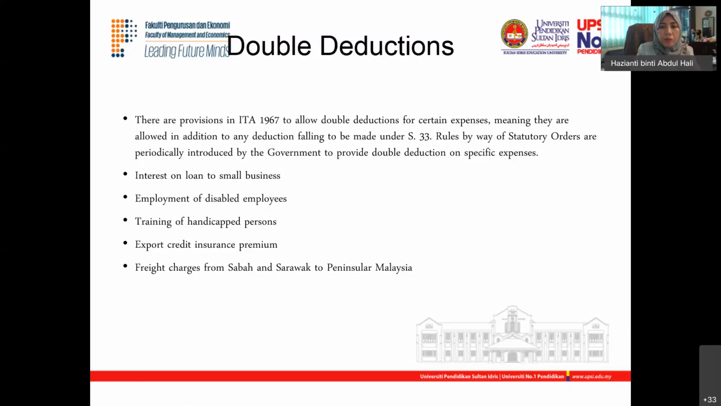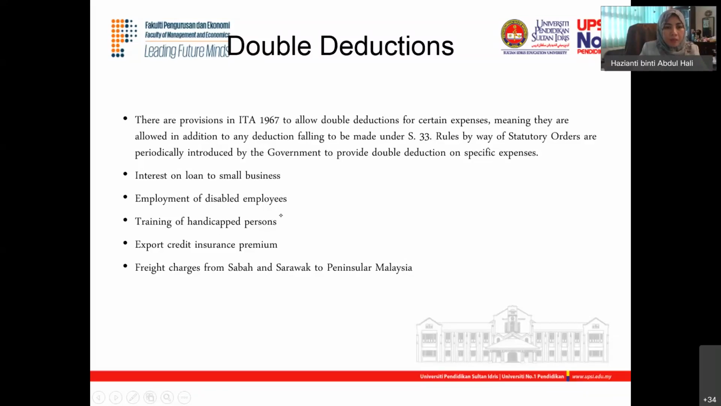Alright, so if it's given to specific expenses, for example, interest on loan to small business. So if the company encouraging small business to operate and they give loan, so the interest can be double deducted. Employment of disabled employees, this is also to promote or to encourage company to hire disabled employees. So if certain company they have disabled employees, the salary itu is double deducted. Let's say the salary of that employee for a year is 40,000. So in the tax computation tu dia boleh tolak up to 40,000.